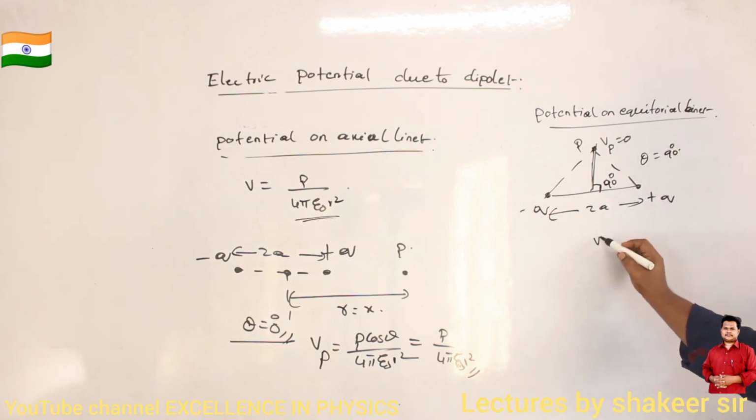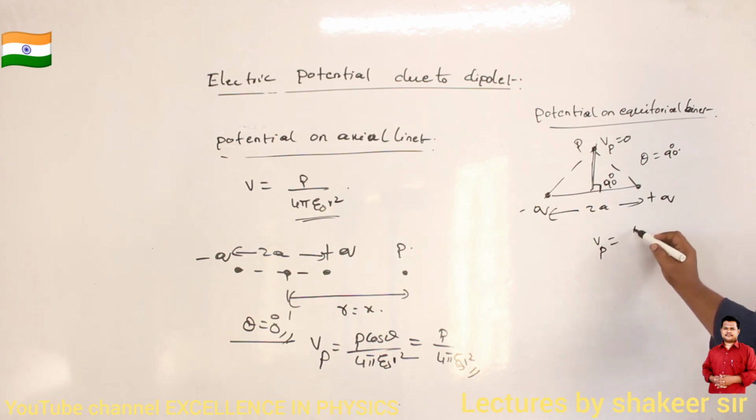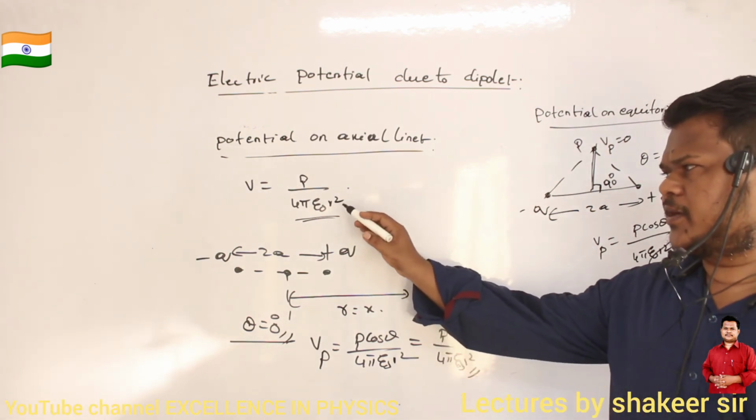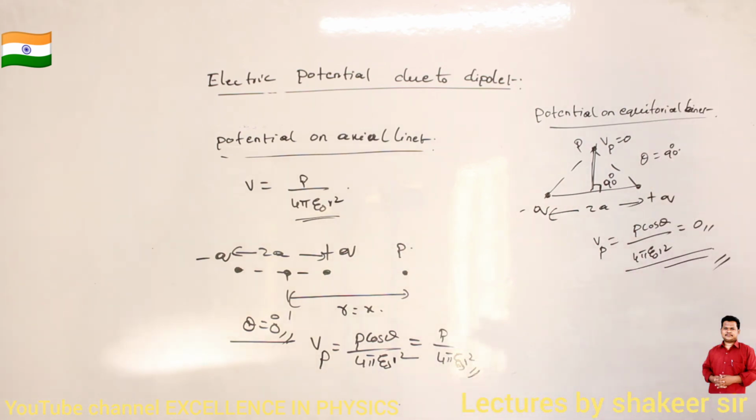So substitute in this relation. Potential at point P is equal to P cos theta divided by 4 pi epsilon naught into r square. So theta value is how much? 90. Cos 90 value is 0. So potential at point P is 0. Satisfied, no? Clear? So the potential on the equatorial line is 0.